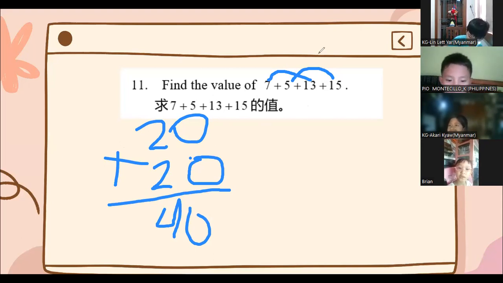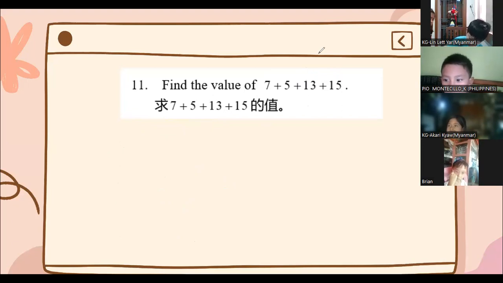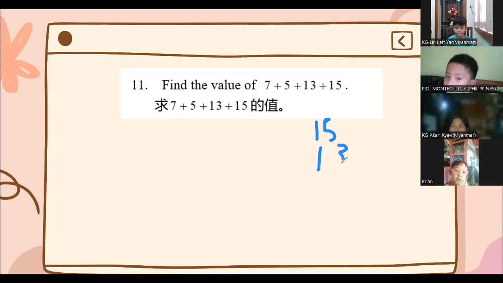So try to look carefully at the kind of numbers that you have in your problem. If you can pair them correctly, then you'll get the answer that you got. Or you can also do a long addition. Let's say, if you don't want to do that, you can have here 15, 13, 5, and 7. This is also correct since you're just adding.